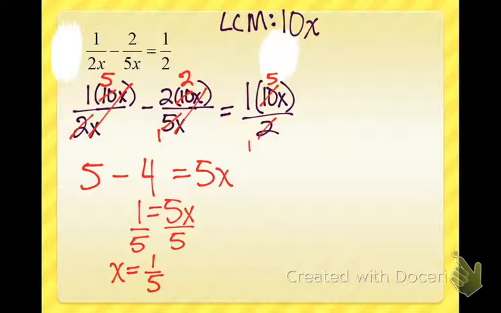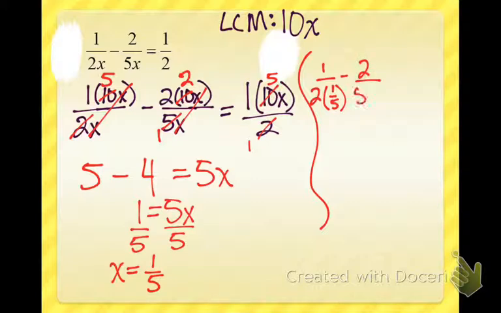The last thing we need to do, check it. 1/2 times 1/5 minus 2/5 times 1/5 equals 1/2. Now this next part gets a little bit ugly, but it's not all that bad. 2 times 1/5 would give me what? Just as a fraction. 2/5.